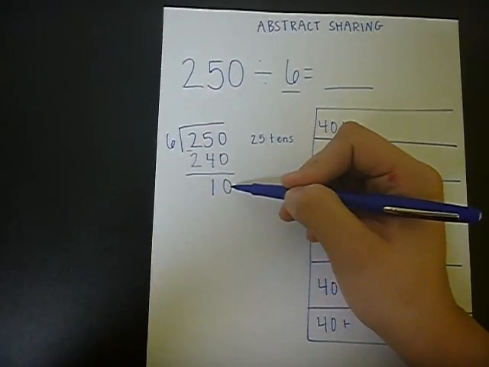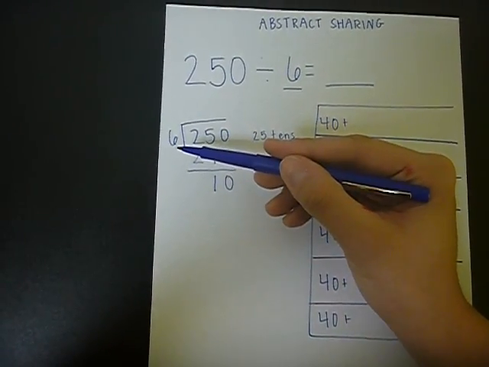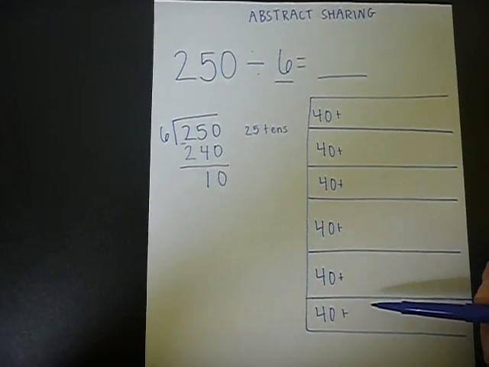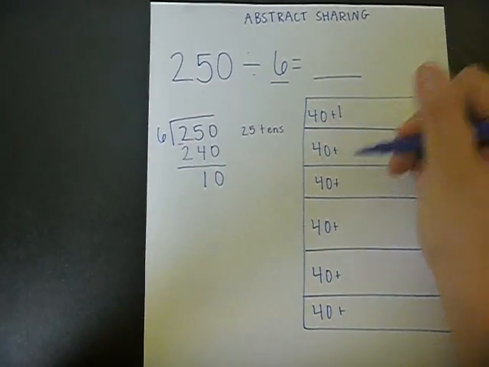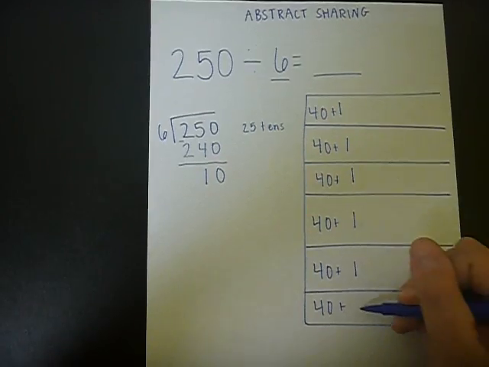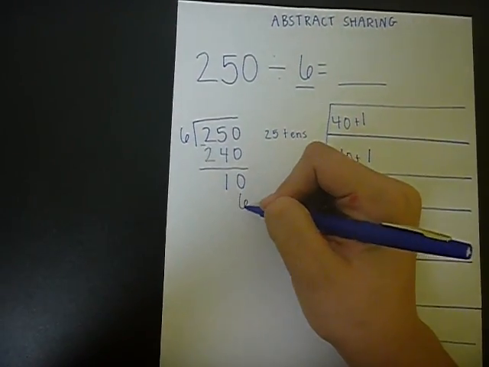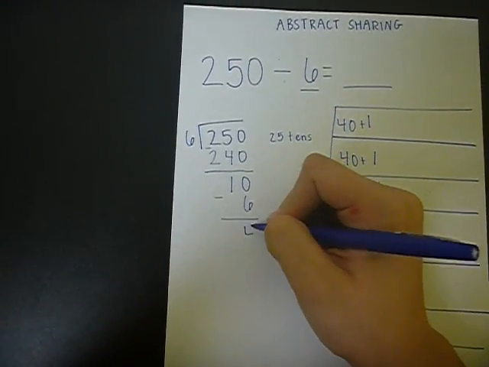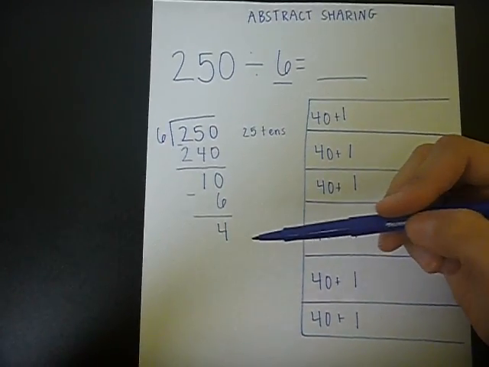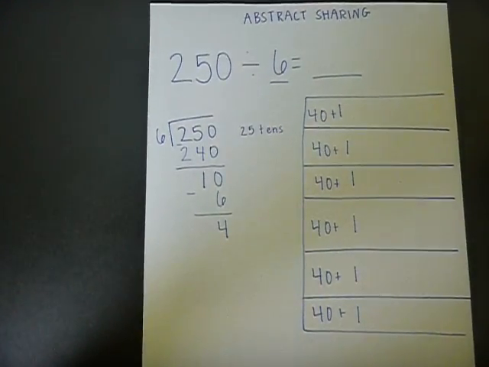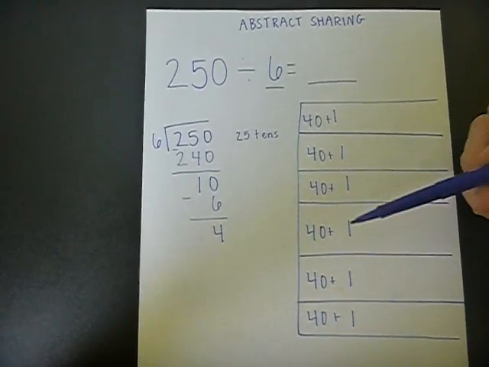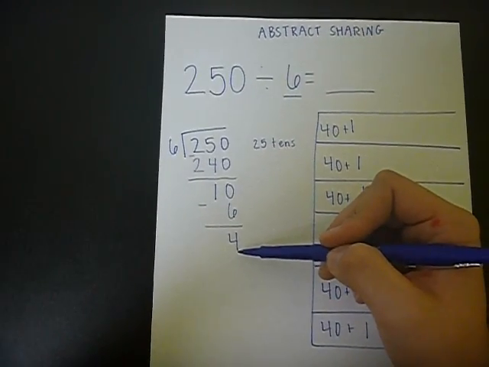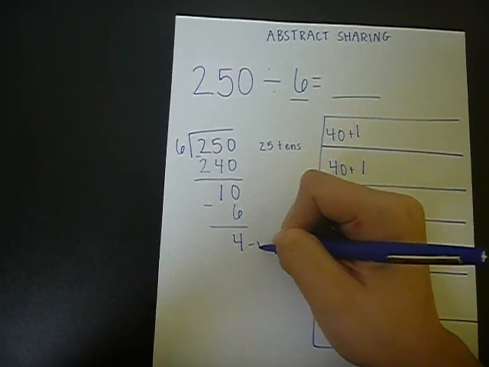Now I'll continue. I still have 10 to share out, and I have 6 groups. Well, if I share out 1 to each of my groups, that's going to be a total of 6. Let me do that now. Great. I'm going to put my 6 here because I shared out 6. I'm going to subtract to see what else I can share out. I have 4 ones left to share out to my groups. Well, I can put 1 in each group, but my groups won't be even. Because what I have left to share out is smaller than my groups, this is actually going to be my remainder.